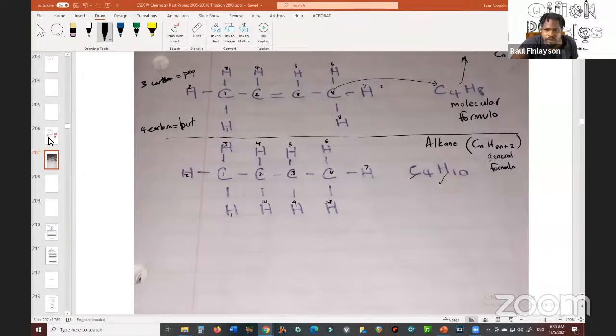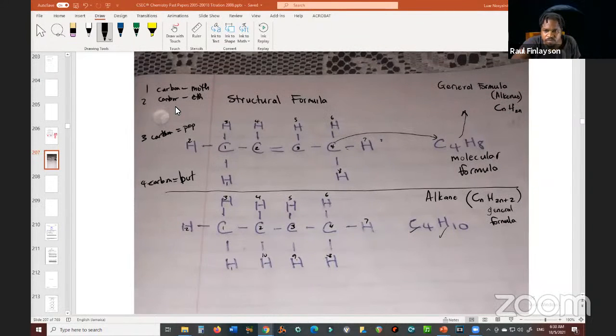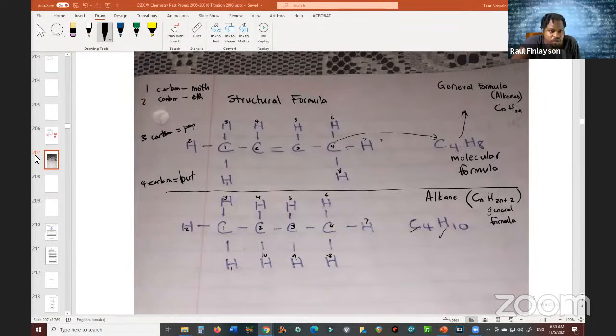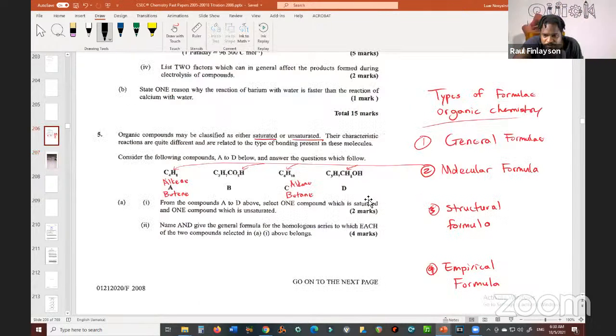All right, so that's out of the way now. Structural. General molecular structural. We're going to come across some important information later on, but let's have a look at the question here.